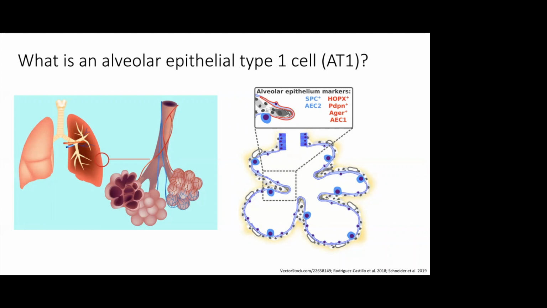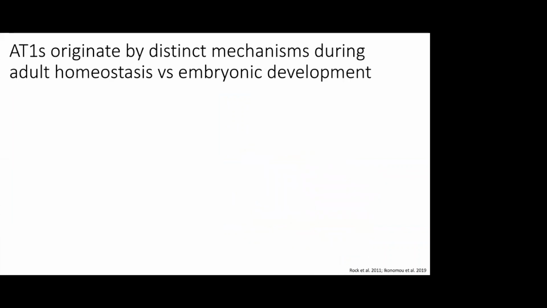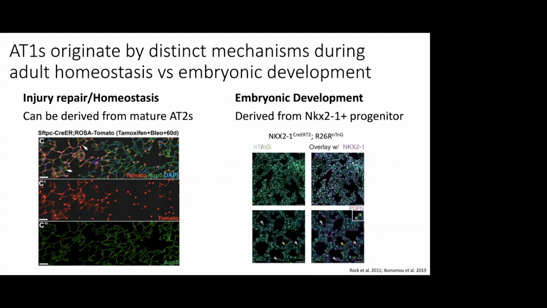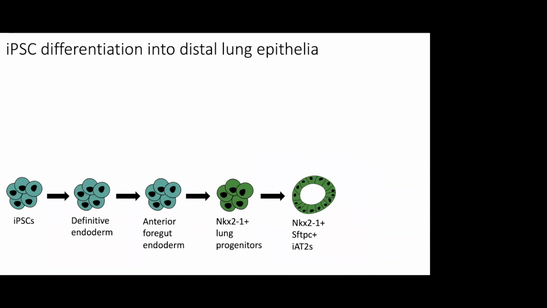So what we know about where type 1 cells come from is from mouse lineage tracing studies. So we do know that type 1 cells can be derived from mature type 2 cells after injury and during homeostasis, and that during embryonic development, they are derived from an NKX2-1 positive lung epithelial progenitor cell.